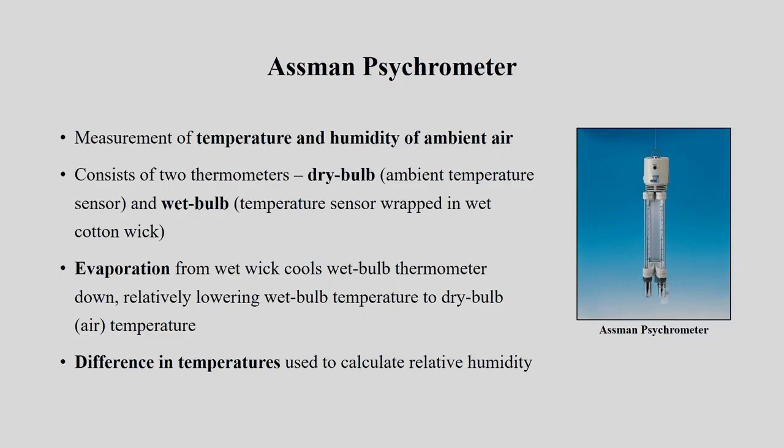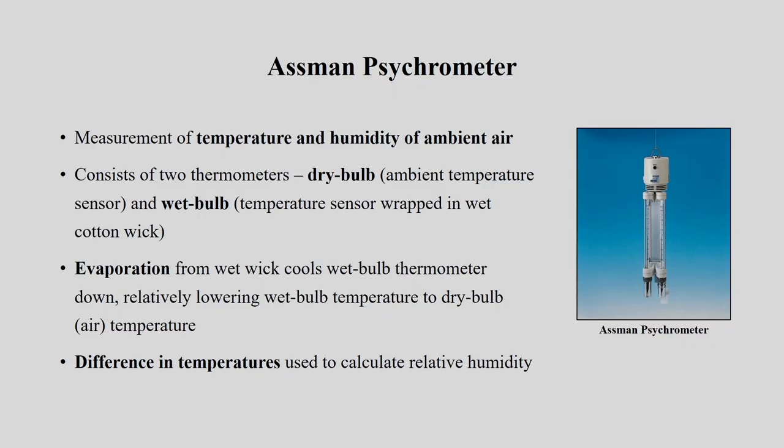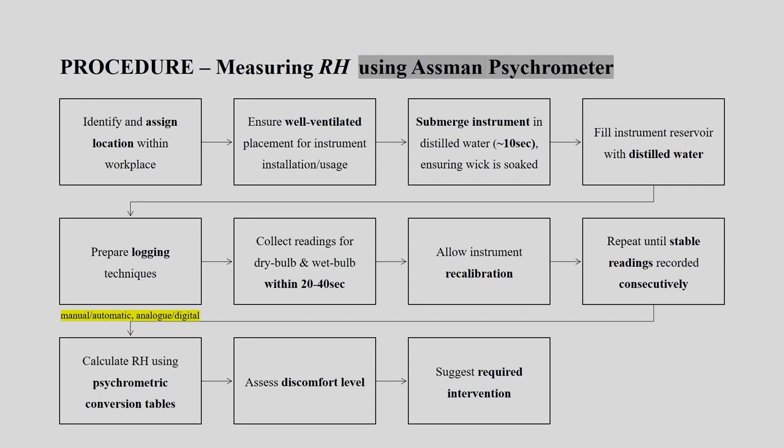Evaporation from the wet wick cools the wet bulb thermometer, so the wet bulb temperature goes down. The dry bulb temperature is always higher, and the wet bulb temperature is on the lower side. You can find the difference. The depression of the wet bulb temperature relative to the dry bulb temperature, that difference in temperature, is used to calculate the relative humidity. It is very similar for the whirling hygrometer that we are going to discuss next.